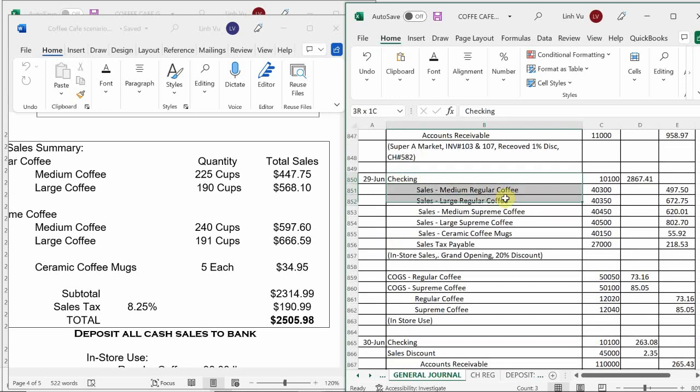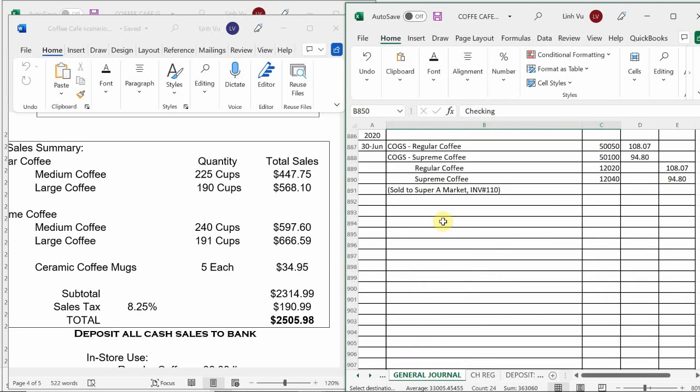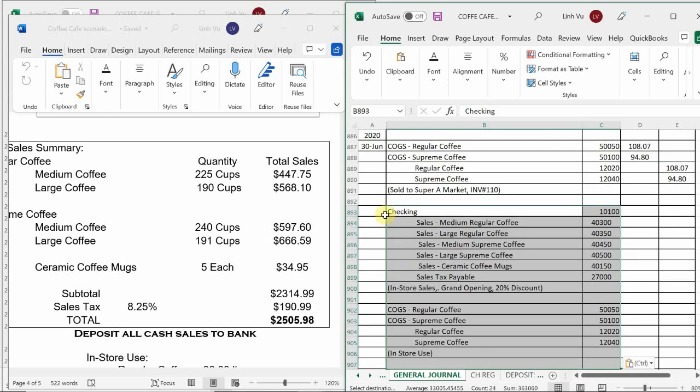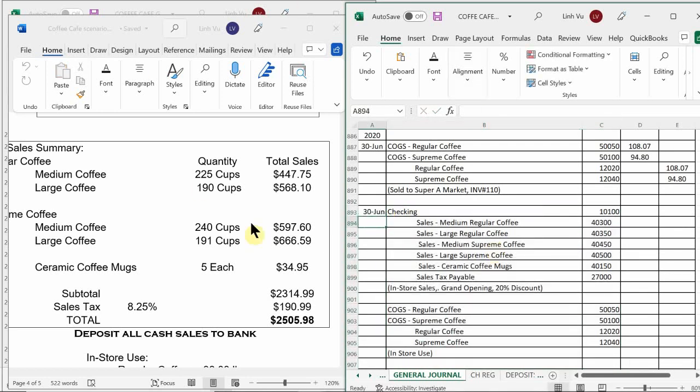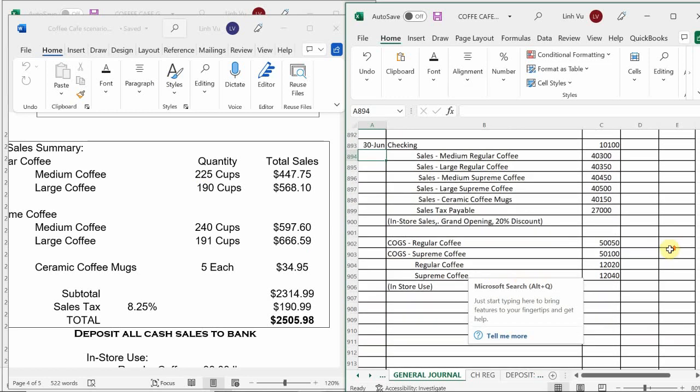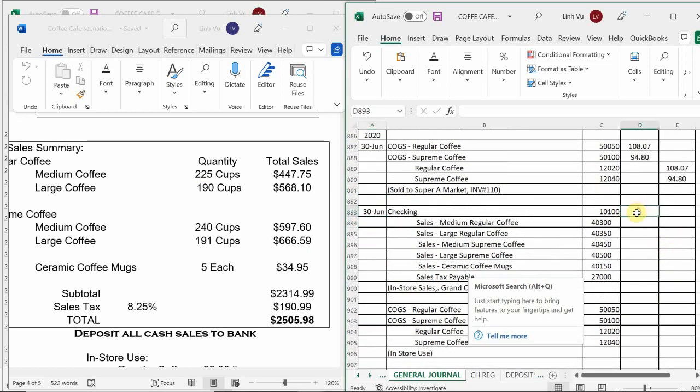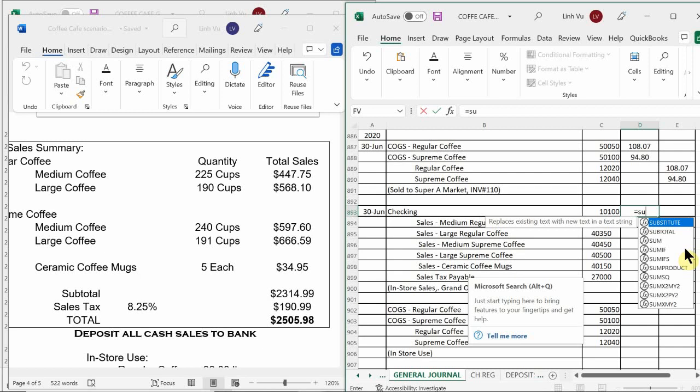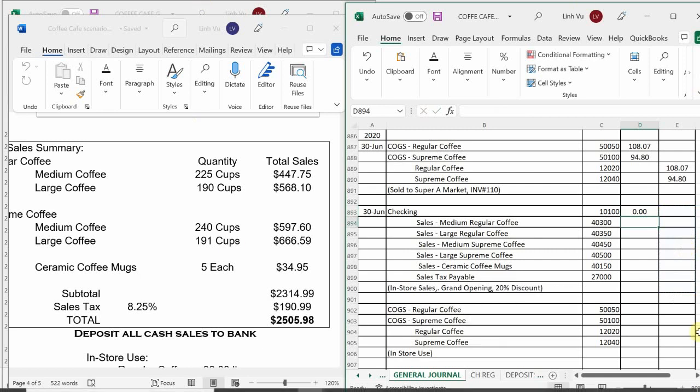Perfect. This one right here is our last in-store sales for the month of June, and it is on General Journal, page 22. So you go June 30th. I've got to plug in my formula to calculate my total debits.